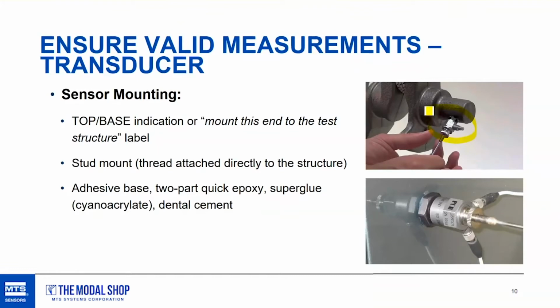The way you mount that to the structure is typically a stud mount, which is a very common way to do the mounting. There are also different types of adhesives you can use. Some people like to use epoxy, super glue, or even dental cement, and there are even some strain gauge adhesives that people like to use. Depending on what you're mounting the sensor to, you've got to make sure whether you need to clean up the glue afterwards or not. You've got to take that into consideration.